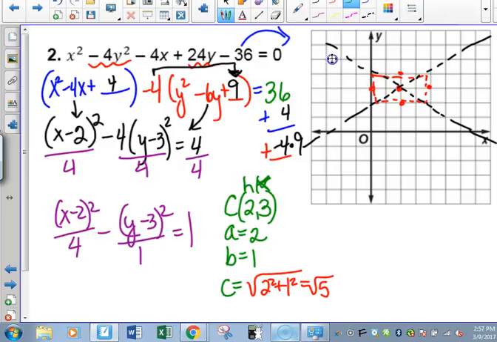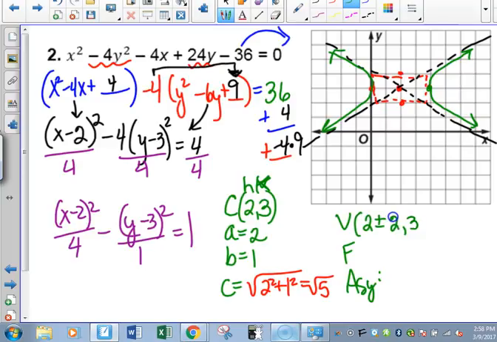I didn't do too bad on that one. Fortunately, I hit my asymptote there. All right, I need vertices, foci, and asymptotes. Two plus or minus A, which is 2, 3, so 4, 3, and 0, 3. Does that seem okay for the picture up there?